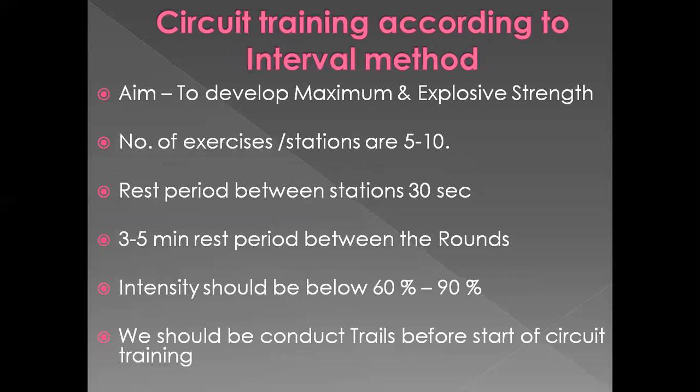And the second one is circuit training according to the interval method. In this case, we have to give 5 to 10 stations or 5 to 10 exercises. It is used to develop maximum or explosive strength. The rest period between the exercises or from station to station is 30 seconds. The time gap between the rounds is 3 to 5 minutes. The intensity should be 60% to 90%. First of all, we have to check their 100% levels, and then we have to give the training intensity or load.